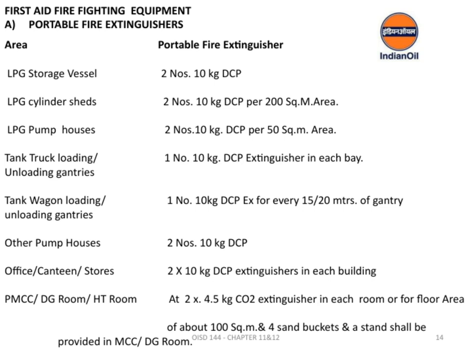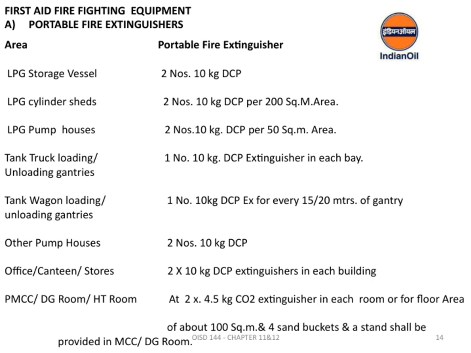In the LPG pump houses, you'll find 2 10 kg DCP extinguishers designated for every 50 square meters of area. This placement helps address potential fire hazards associated with pumping operations. For tank truck loading and unloading gantries, each bay should be equipped with a 10 kg DCP extinguisher. Similarly, tank wagon loading and unloading gantries should have 1 10 kg DCP extinguisher for every 15 to 20 meters of gantry length, ensuring sufficient firefighting capability along the entire area.